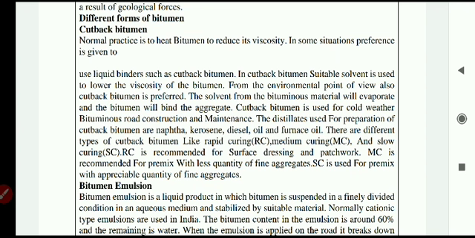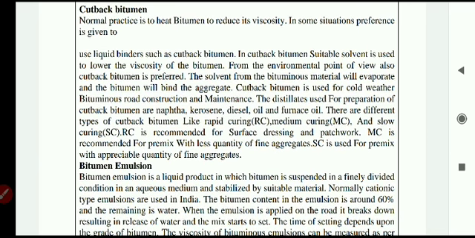So again, I'll repeat. What do you mean by cutback bitumen? Cutback bitumen means if you add any soluble additive or any solvent to reduce the viscosity of the bitumen, then that particular bitumen is known as cutback bitumen. Usually bitumen will be hard in nature. When heat is applied to the bitumen, only then does it soften. When it softens, it is not completely a liquid, it is a viscous liquid.